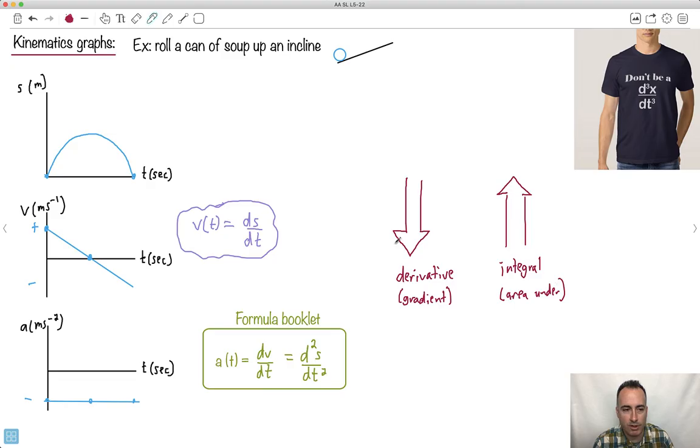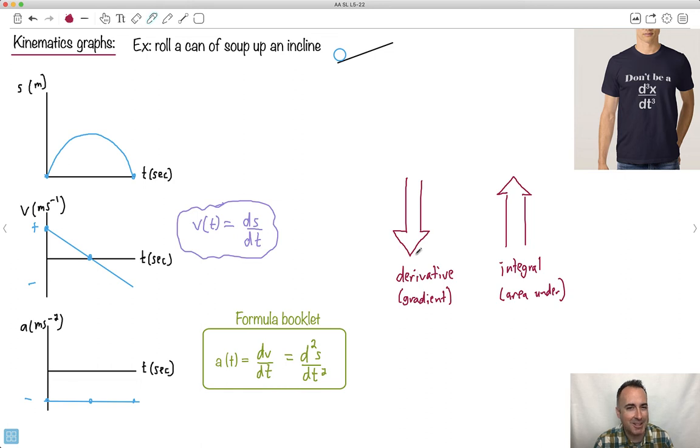So this is a trick for you. Let's say you start off with velocity, and you're asked, what's the displacement? Well, then you got to think, ooh, I got to go up. So up means I take the integral. Or if you start off with displacement, and they say, what's the velocity? Oh, well, then I know I got to go down, so I do the derivative. That's a nice little trick.